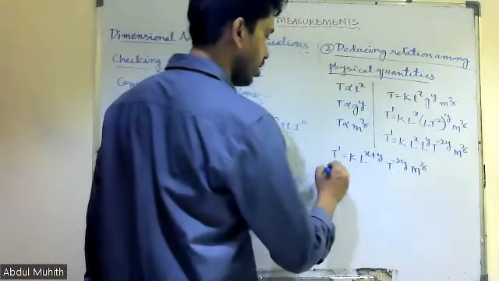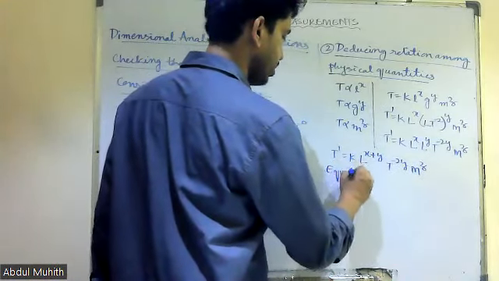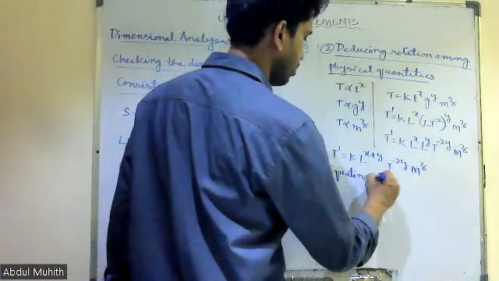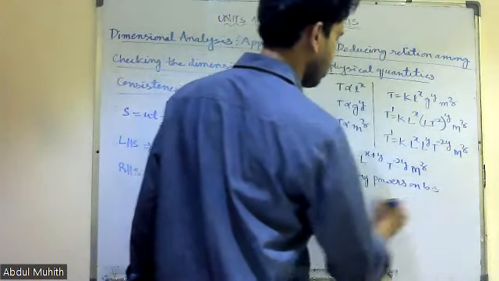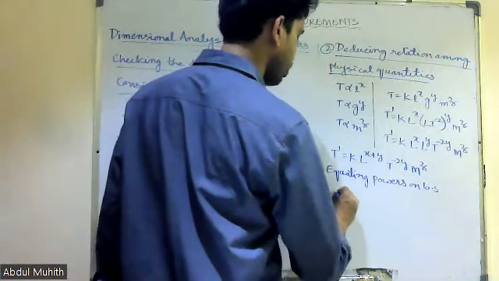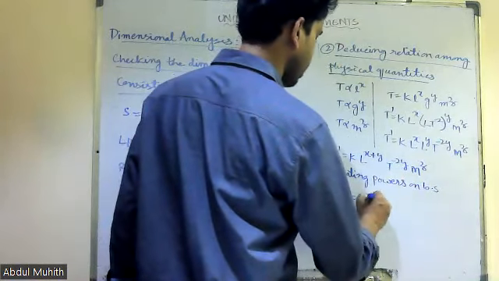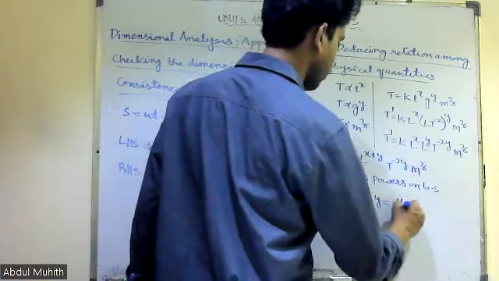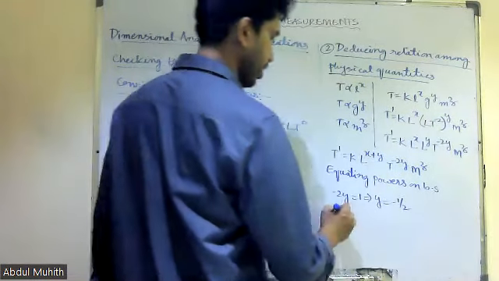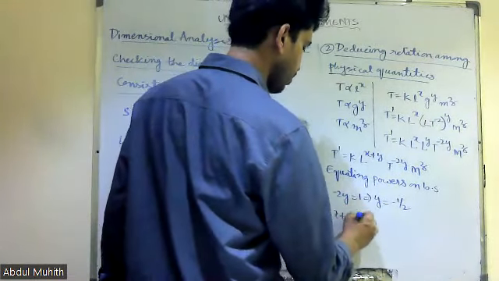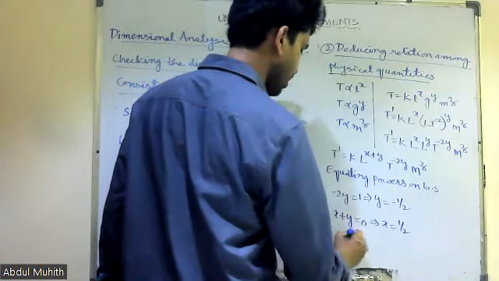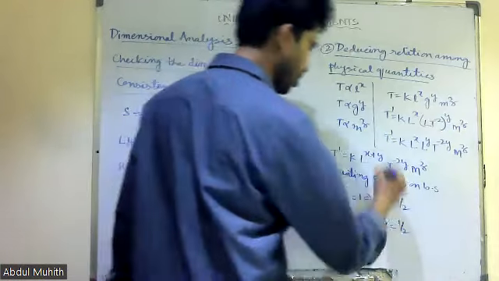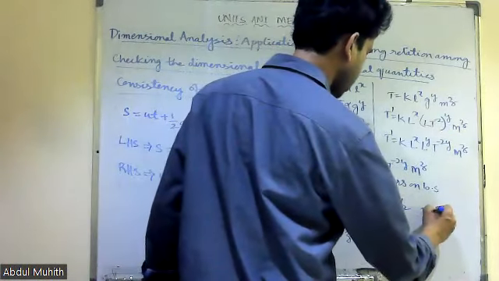Equating the powers on both sides, T to the power of 1 is -2y, which is equal to 1. So y is equal to -1/2. So x plus y is equal to 0, so x is equal to +1/2. Z is equal to 0.